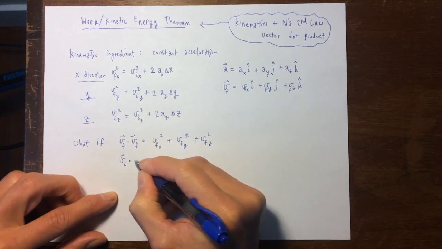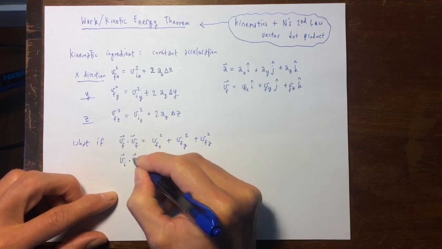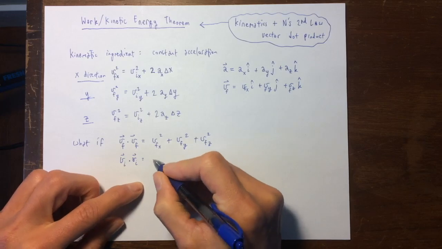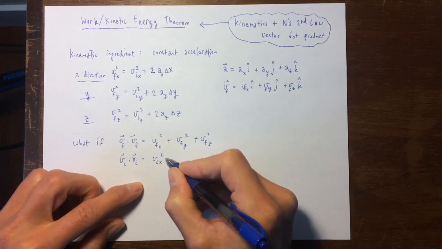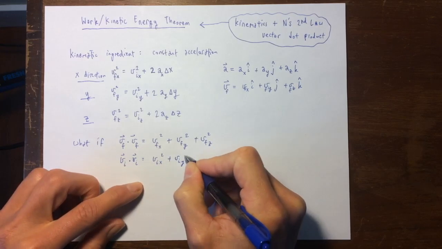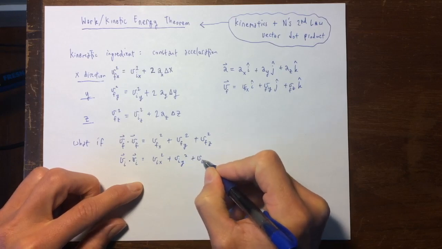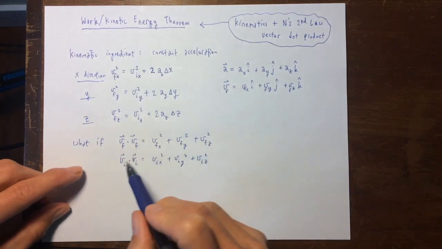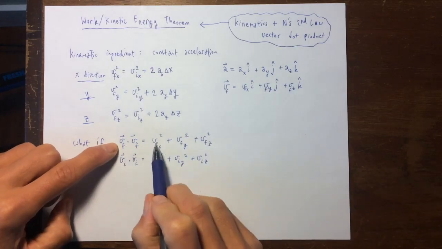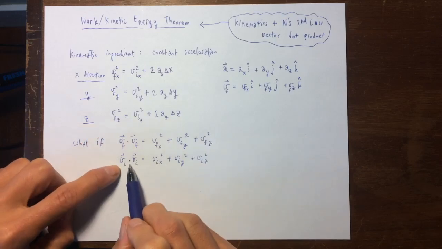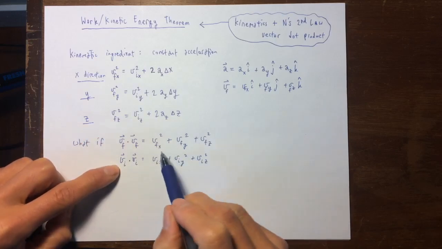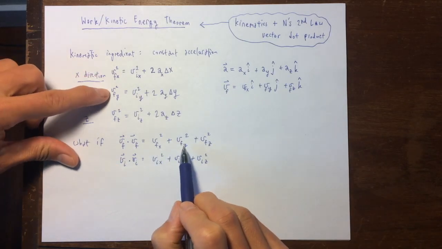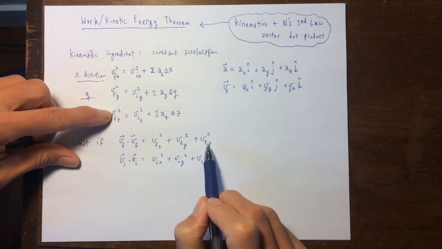And just because I'm curious and I'm inspired, what is v initial dot v initial? This is v initial in the x direction squared plus v initial y direction squared plus v initial z direction squared. So interestingly, vf.vf is this business, vi.vi is this business, and if I look at what I've got here, these three things are on the left-hand side of the equal sign.